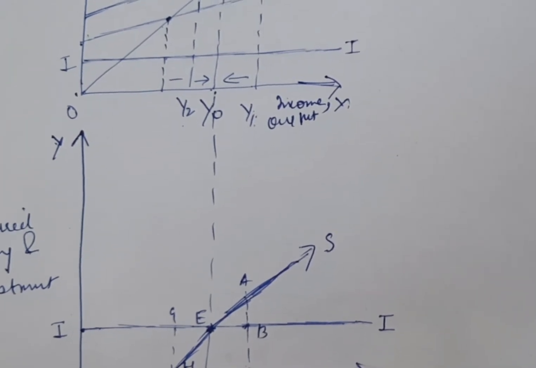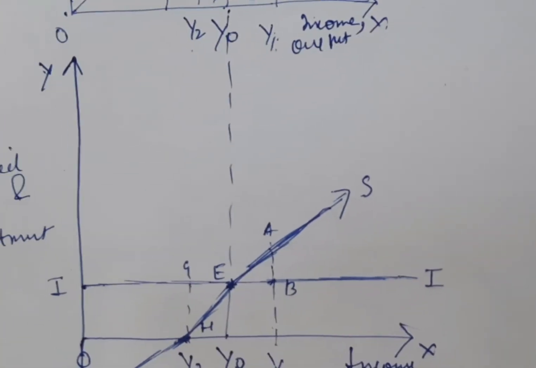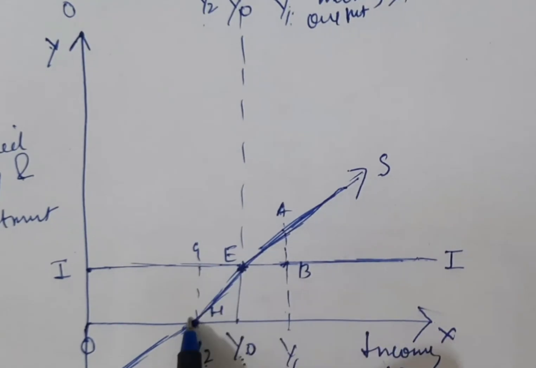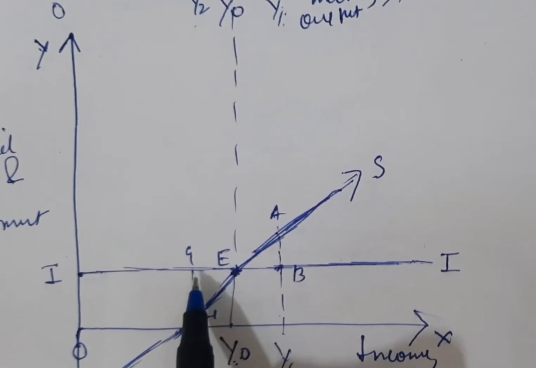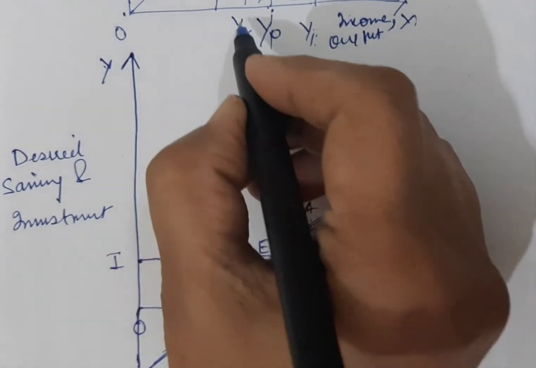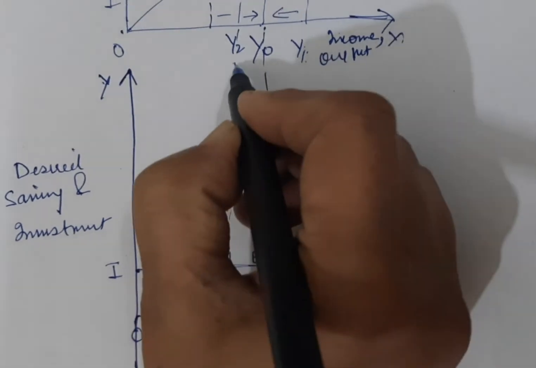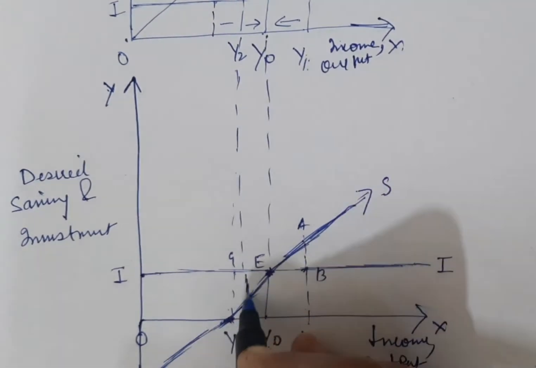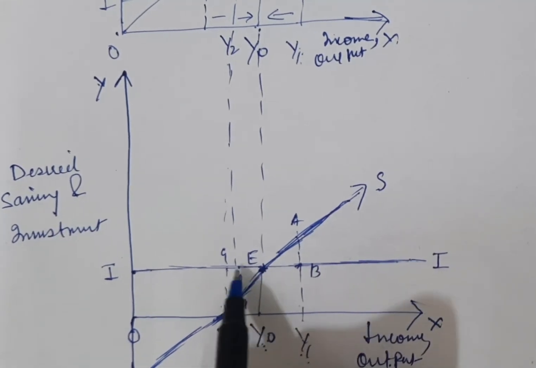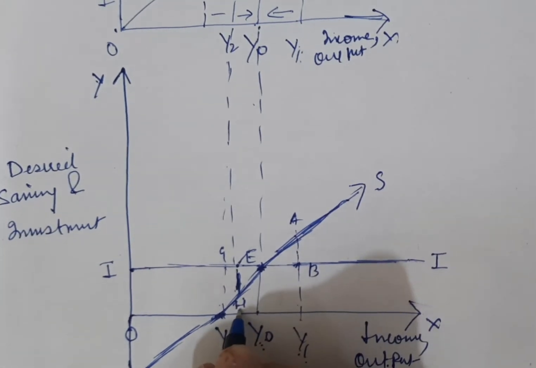Now come to the OY2 level of income. If the level of income is OY2, the planned investment is greater than planned saving by the GH amount. This is what you can see over here, this is your line, this is your GH amount. So what is happening? The planned investment is greater than planned saving by GH amount.